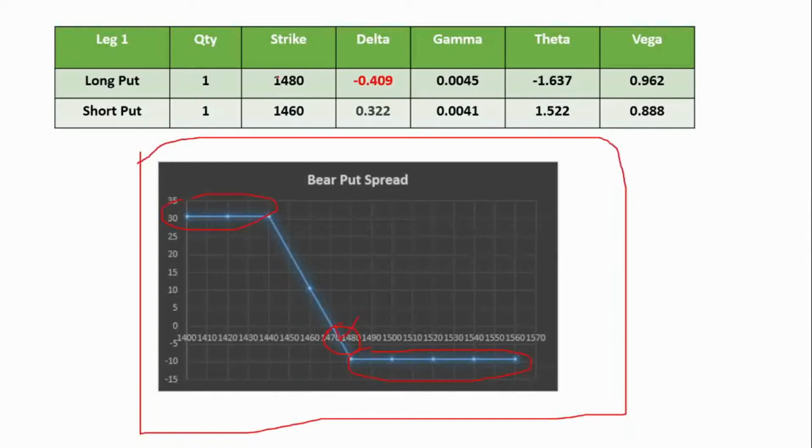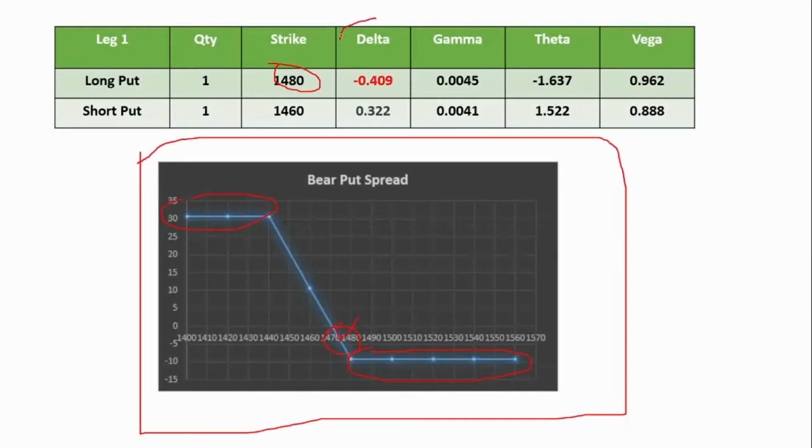So these are the option Greeks for both the legs. For the long put, the strike price would be 1,480. The delta would be 0.49. I hope you have basic knowledge about the option Greeks. If you don't, I will give you a brief outline here. Next week, I will make a separate video about the option Greeks.